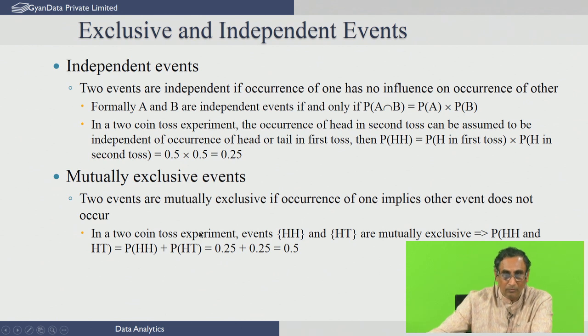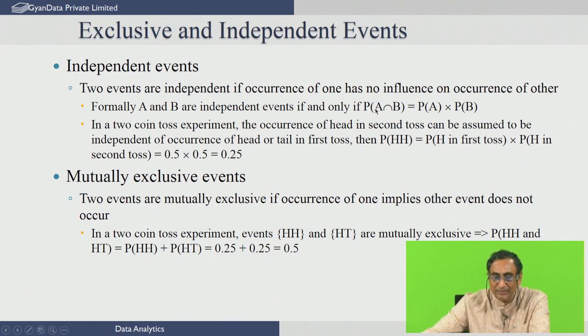Now we can go on to define two important types of events. One is called the independent set of events. Two events are said to be independent if the occurrence of one has no influence on the occurrence of the other. That is, even if the first event A occurs, we will not be able to make any improvement in the predictability of B if A and B are independent. Formally in probability, we consider two events to be independent if the probability of A intersection B, which means the joint occurrence of A and B, can be obtained by multiplying their respective probabilities, which is probability of A times probability of B.